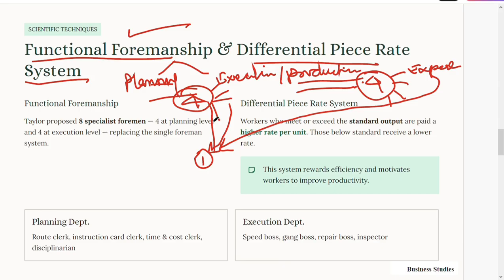Now this is for understanding. Now what is the definition? Functional foremanship is a scientific technique in which work is divided into two parts, planning and production, wherein 4 people look after planning and 4 people look after production, and these 8 people give expert advice to the employee to perform their task. That is called functional foremanship.